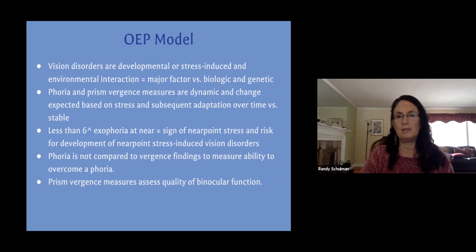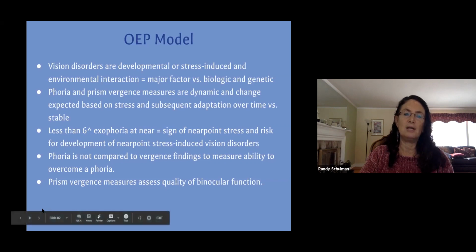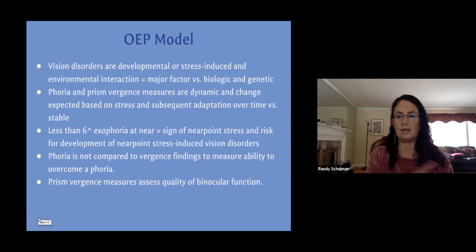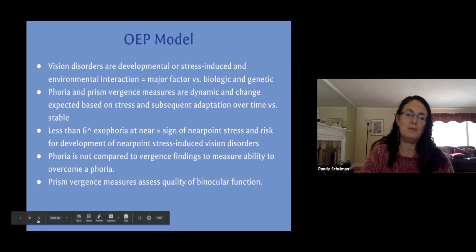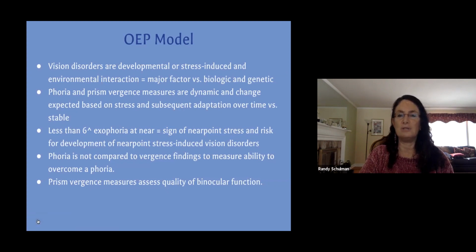And you don't really look at the phoria compared to the vergence findings. You're not really thinking of it from that mechanistic model. You're really looking at the vergence measures as an assessment of their overall quality in binocular function. So typically we think of Percival's or Sheard's criterion: this is the phoria, can they compensate it? OEP says, it's not really that mechanistic. It's not like, if you have this much, then you can handle that much. You really need to look at that overall pattern because it's telling you where that individual's going and what you can do to help them.